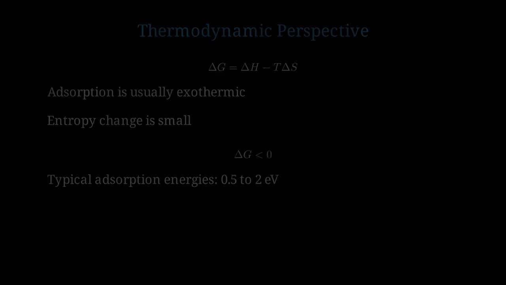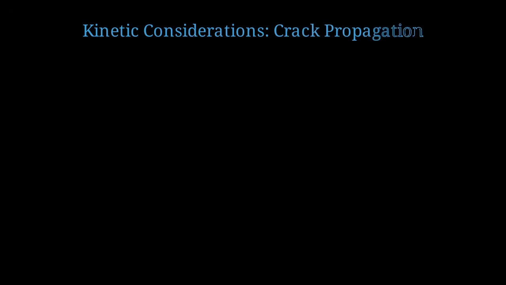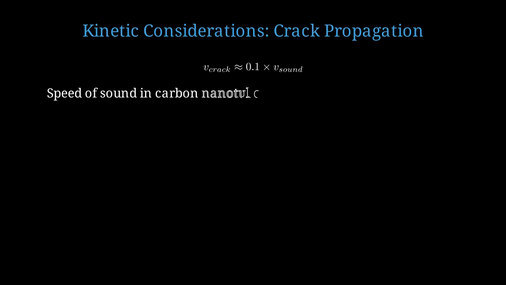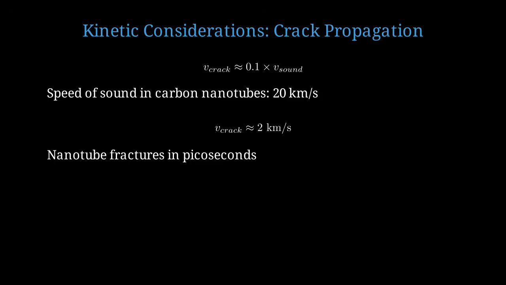How fast does a crack propagate once initiated at an adsorbate site? Crack velocity in brittle materials is typically about 10% of the speed of sound in the material. The speed of sound in carbon nanotubes is approximately 20 kilometers per second, incredibly fast. So crack velocity is around 2 kilometers per second. For a 1 micrometer long nanotube, fracture occurs in about 500 picoseconds.